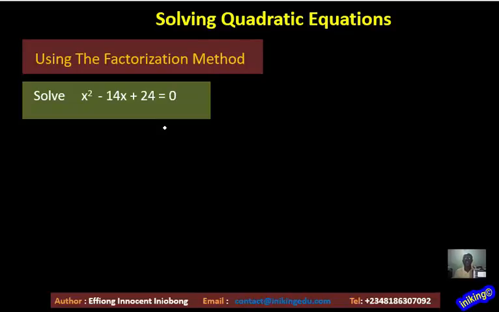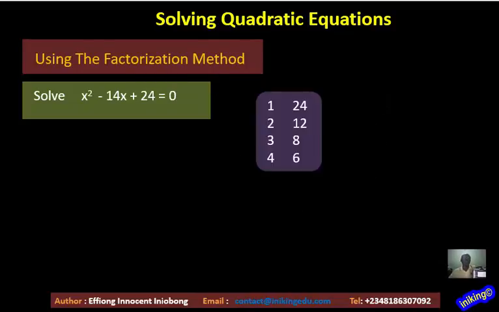Again, we are using what? The factorization method. First thing, we'll list out all the factors of 24. That will be 1 and 24, 2 times 12, 3 times 8, 4 times 6. Next, we do what? We attach signs to this. Is it positive or negative?